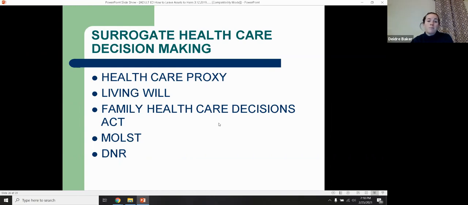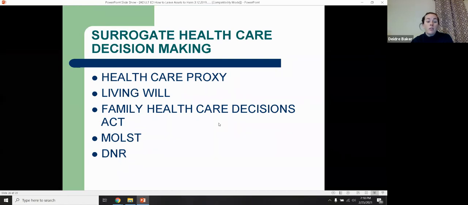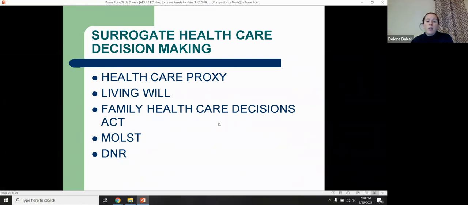A living will is often a document that accompanies a healthcare proxy. In a living will, you're not naming an agent. Instead, you are listing instructions or preferences for various medical procedures or services. And it basically tries to anticipate different medical scenarios in the future.